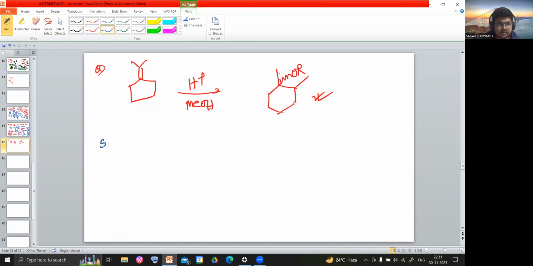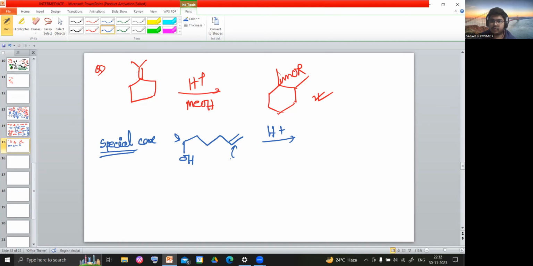Special case of H plus water addition. Now there is one question I'm writing. OH, this one. If H plus is given here, now there are two possibilities. The alkene can attack the proton and give a carbocation. Or the OH can attack H plus, and water can leave, and this center can be a carbocation. So this center can be a carbocation, as well as this center. So deprotonation can lead to a carbocation, and H plus addition to the alkene can lead to a carbocation.